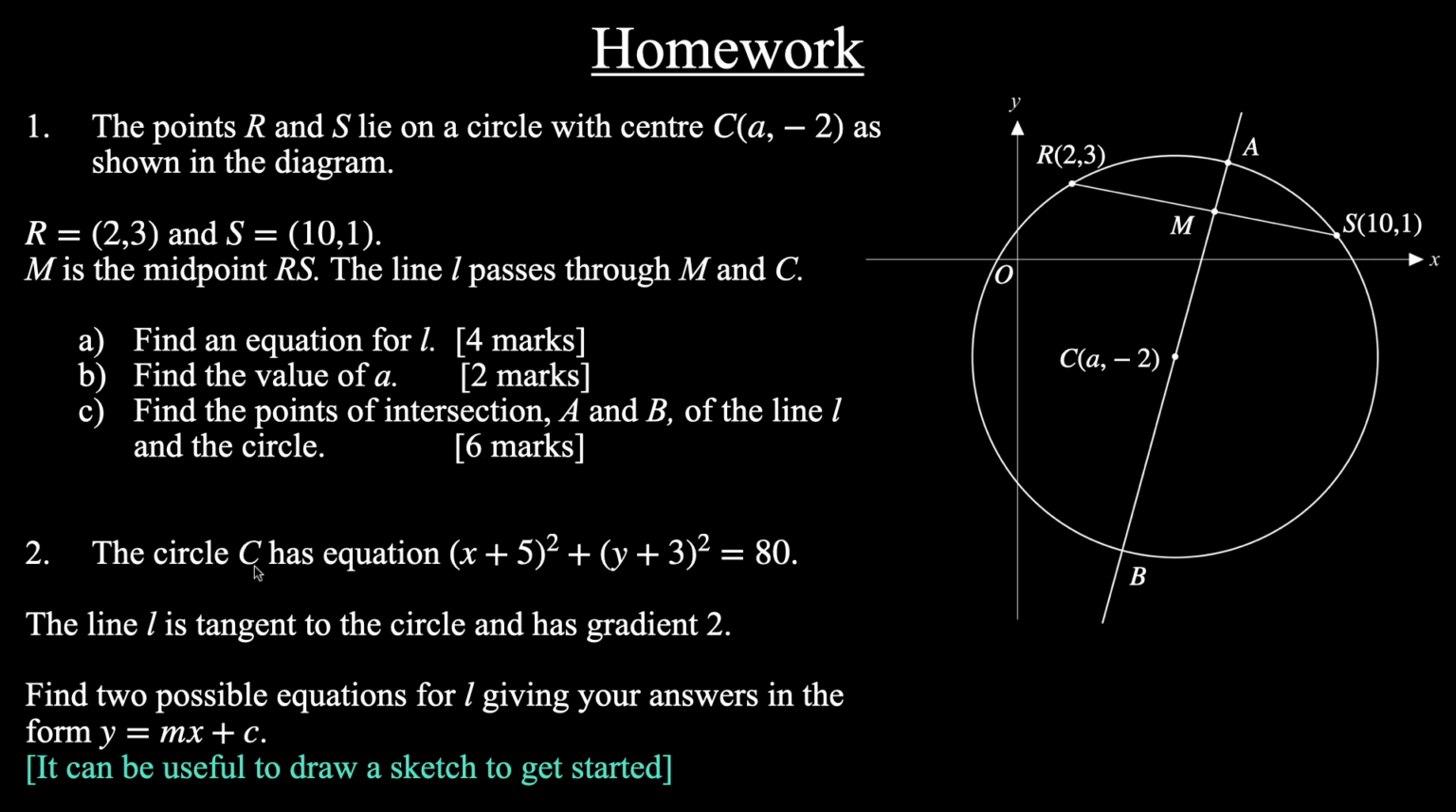Question 2 says the circle C has equation (x plus 5) squared plus (y plus 3) squared equals 80. The line L is tangent to the circle and has gradient 2. Find 2 possible equations for L, giving your answers in the form y equals mx plus c. And I made a note, it can be useful to draw a sketch to get started if you're struggling to know where to start. I'll leave answers to those 2 homework problems in the description so you can check you did them correctly once you've given them a go.